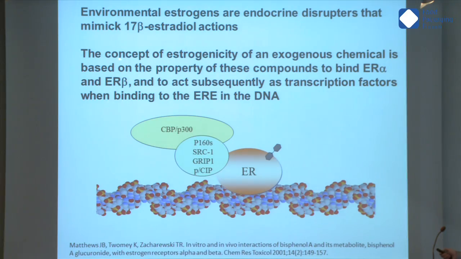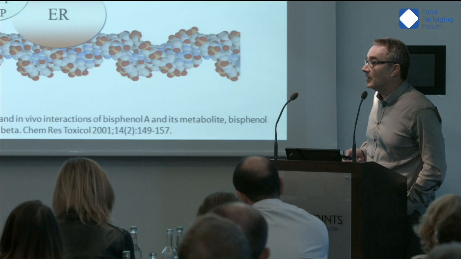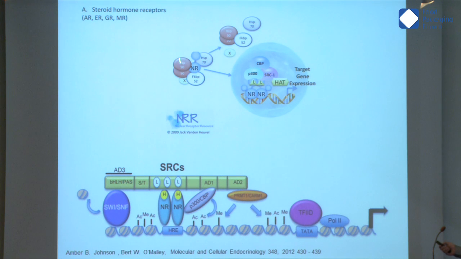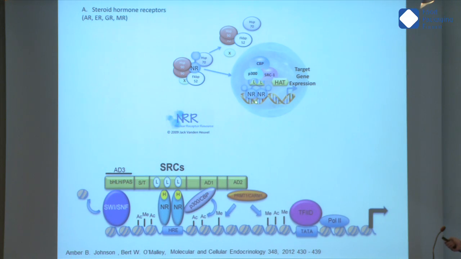Following this classic definition of estrogenicity, the concept of estrogenicity of an exogenous chemical is based on the property of these compounds to bind ER alpha and ER beta and to act subsequently as transcription factors when binding to the estrogen response element in the DNA. And indeed, this is how they work. Nuclear receptors are normally outside the nucleus, or in some types of cells in the nucleus, but outside they are bound to heat shock proteins, and when the ligands bind to them, they dimerize, go to the estrogen response element, and bind to it.